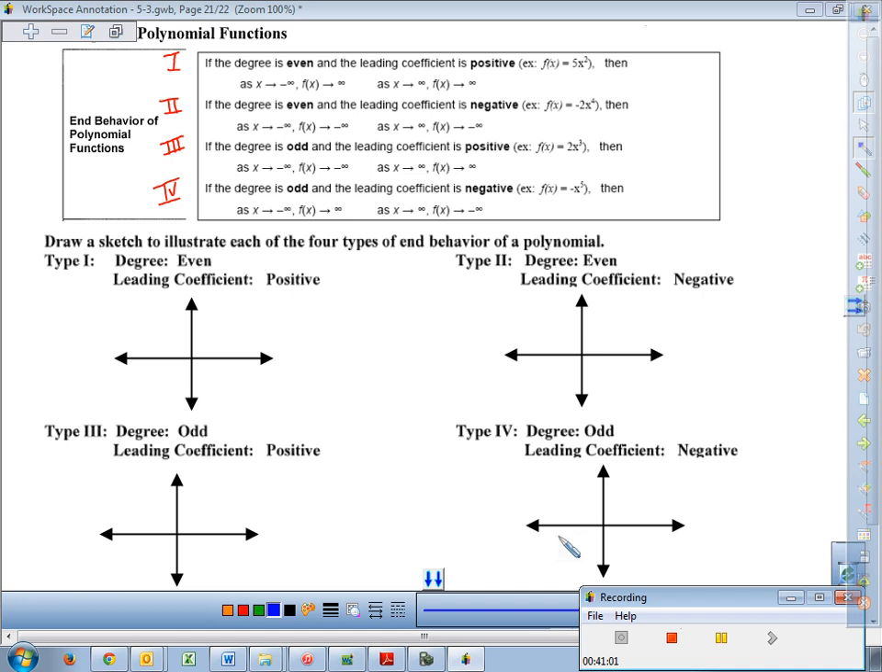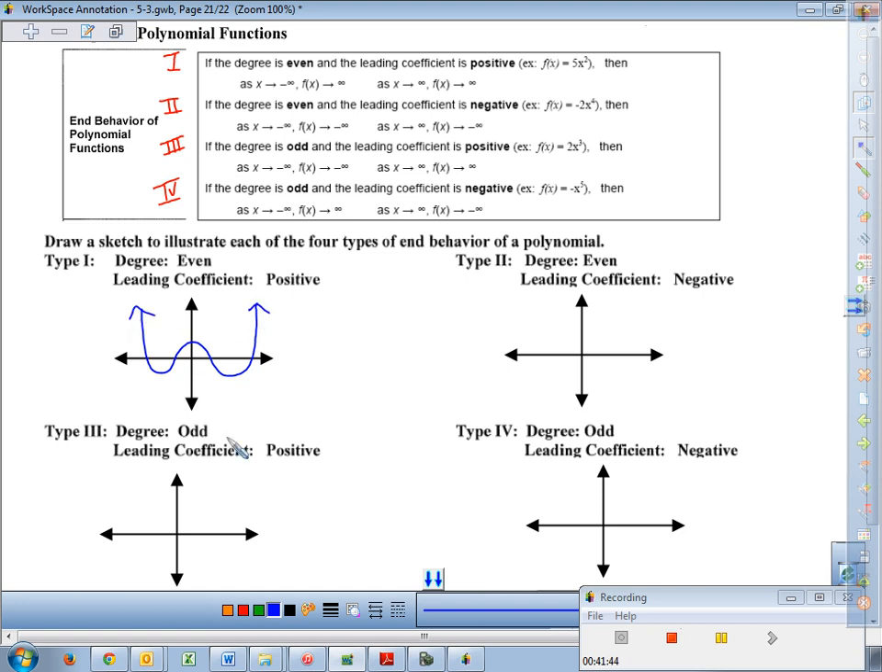Type 1 is an even degree, and the leading coefficient is positive. Even degree, tell me about end behavior. Same both ways or different? Same, right? So even degree, you can think of that as like a parabola for now. It's got to have a positive coefficient, so how will it open? Up or down? So just sketch me something that you feel is an even degree and has a positive coefficient. You could have done a parabola.